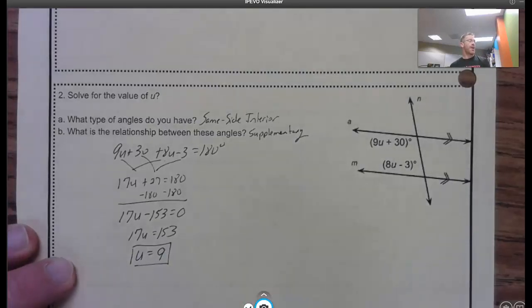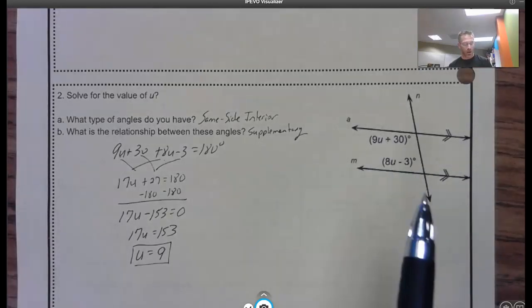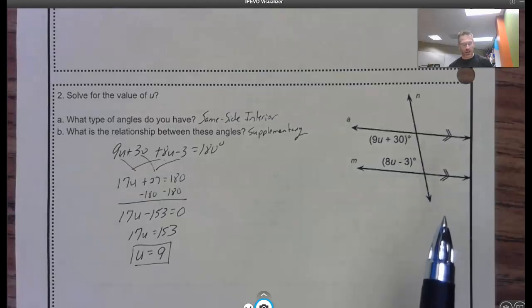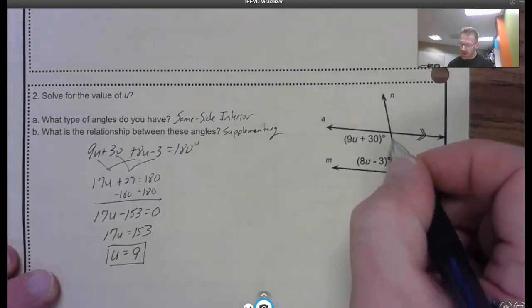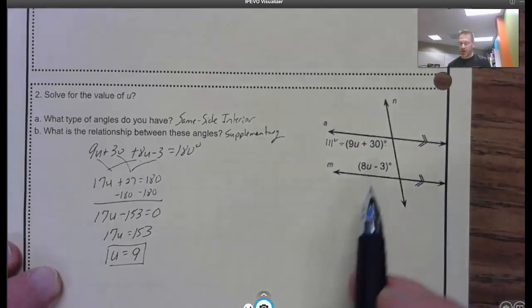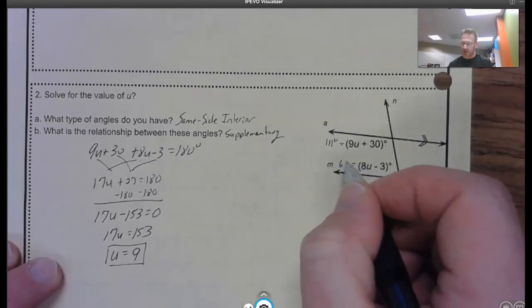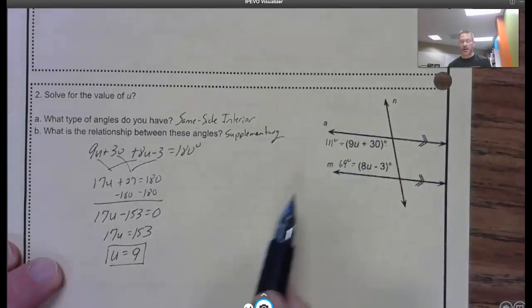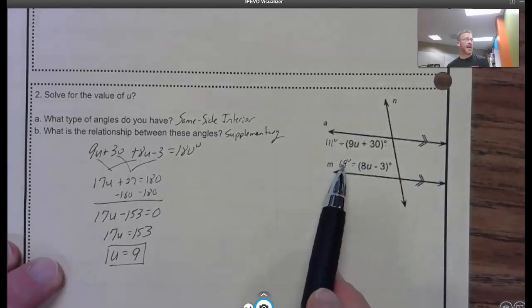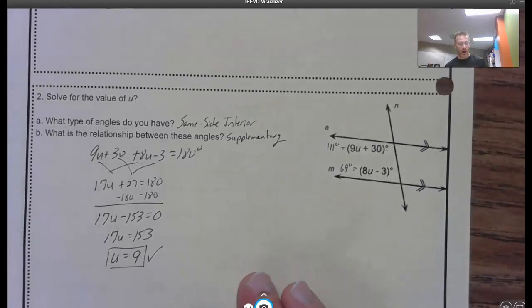Now, once again, let's go back into our expressions here and let's verify. So 9 times 9 is 81. 81 plus 30, this angle is 111 degrees. Now, 9 into u here. So 8 times 9 is 72. 72 minus 3, that is 69 degrees. And then I can see that 111 plus 69 is in fact 180. So I know that my answer is correct.